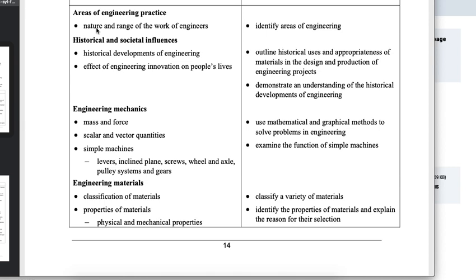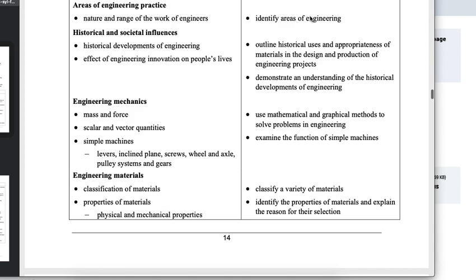Okay, so historical developments in people's lives. We went through the timeline wall. We spent 2 lessons talking about that. And the effect of engineering innovation on people's lives. We used bridges as our example, where we looked at bridges and talked about the benefit of bridges, things like level crossings. For mass, force, scalars, and vectors, simple machines, we mainly watched the Eureka videos and we added some stuff on there.